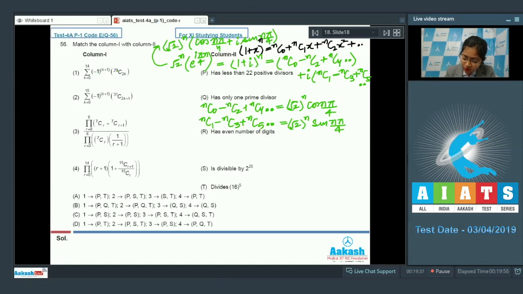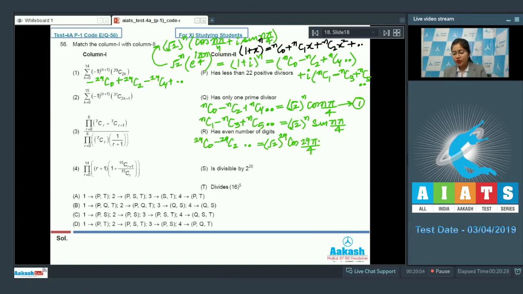Now in the first option we have to find the summation. Putting k equal to 0, we will get 29C0 with minus sign plus 29C2 minus 29C4 and so on, right? This is what we have to find. Now putting in equation 1 n equal to 29, so we will get 29C0 minus 29C2 and so on equal to root 2 raised to the power n, that is 29, into cos of 29 pi by 4.